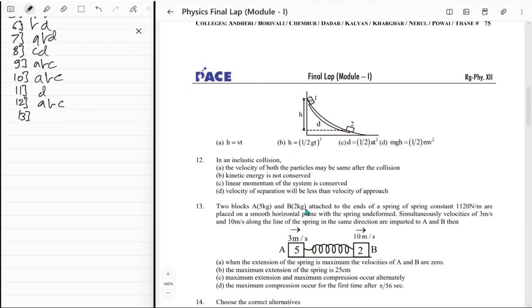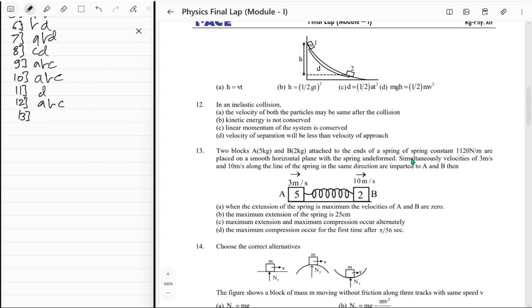Okay, two blocks A, B attached to the ends of a spring of constant something are placed on a smooth horizontal plane with the spring undeformed. The spring is undeformed, and the two blocks are placed like this. Simultaneously, velocities of 3 meter per second and 10 meter per second along the line of the spring, in the same direction, are imparted onto B and A. Okay, cool. The spring constant is given, right, okay, it's the same.